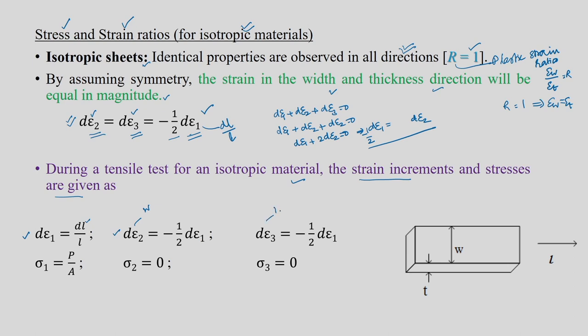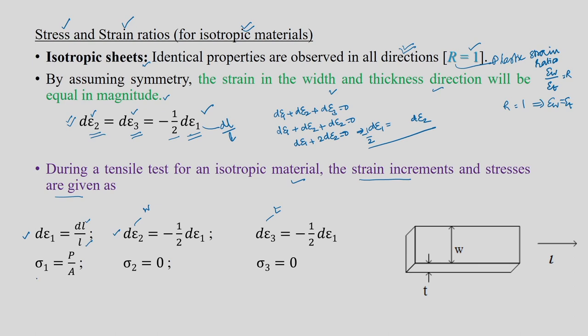This also was written in terms of new thickness. The definition is there, but with this particular relationship we are writing d epsilon 1 is equal to dl by l. If you know this, you can calculate d epsilon 2 and d epsilon 3 in this way. This is with respect to principal strain increment.